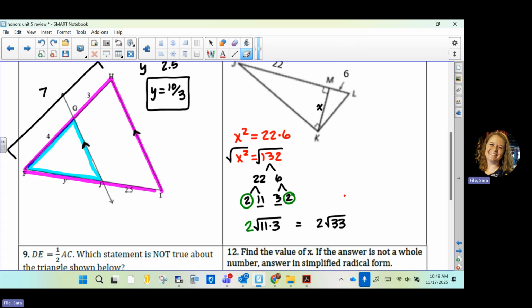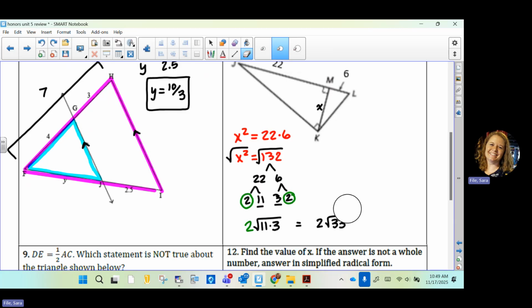And you can confirm that with your scientific calculator. You can type in square root of 132, and then you could type in 2 square root of 33, and you could confirm that you get the same decimal for both of those, which you do. It just confirms that you did your simplifying correctly.